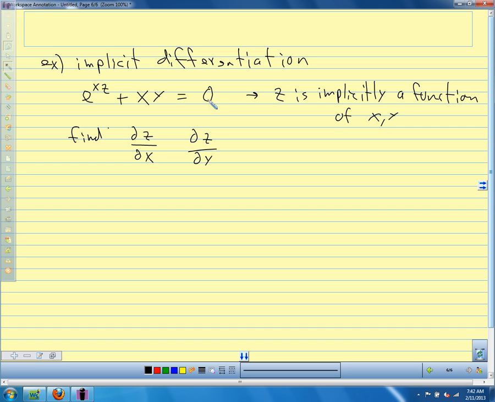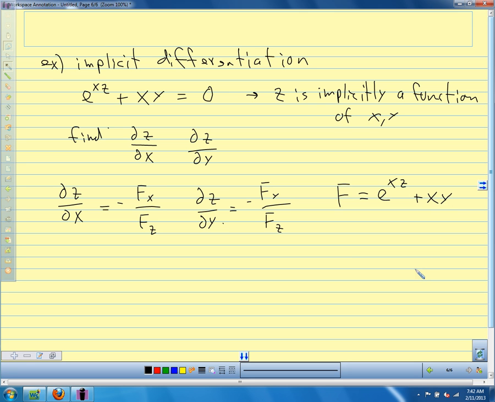But we just came up with a method to say that dz dx, the partial of z with respect to x, is minus f sub x over f sub z, and dz dy is minus f sub y over f sub z, where f is e to the xz plus xy. So this gives us a really easy way to calculate this. So we just need to calculate 3 partial derivatives and form our quotients.